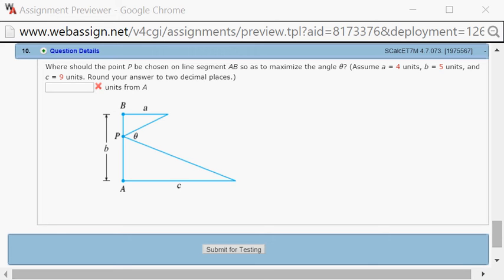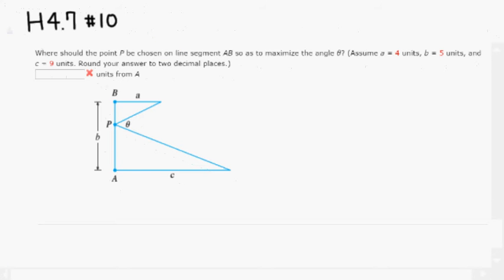Alright, let's look at homework 4.7, problem number 10. We want to find the location of P so that this angle is the largest possible. So let's do that. First, I'm going to draw a horizontal line and split the angle into, say, theta 1 and theta 2.